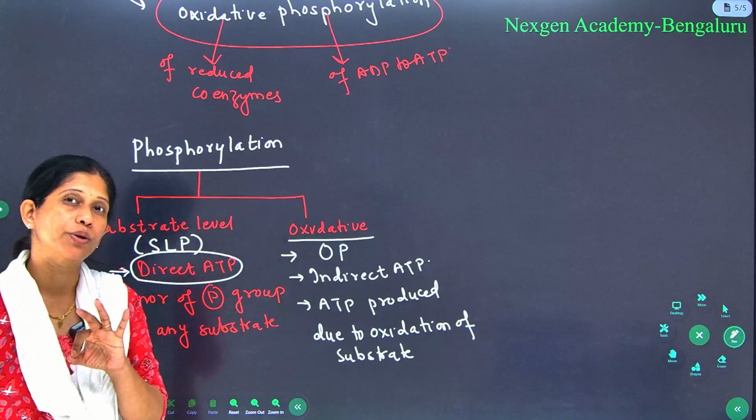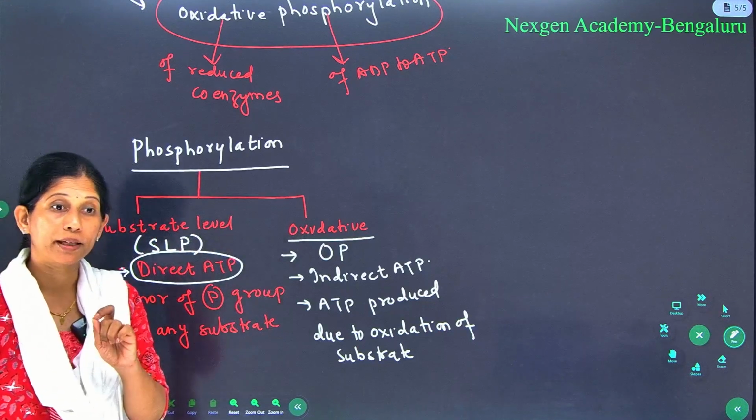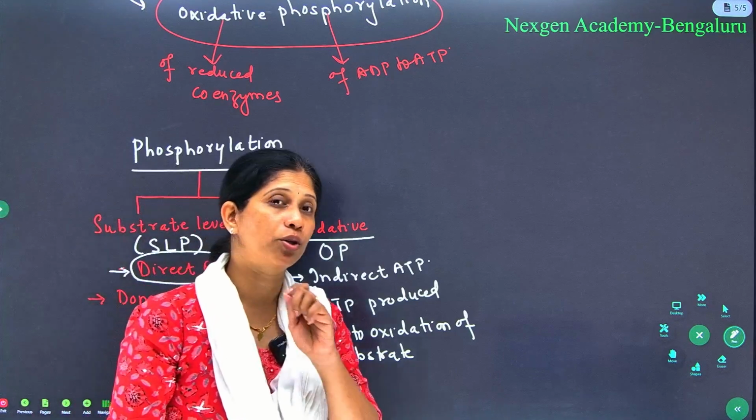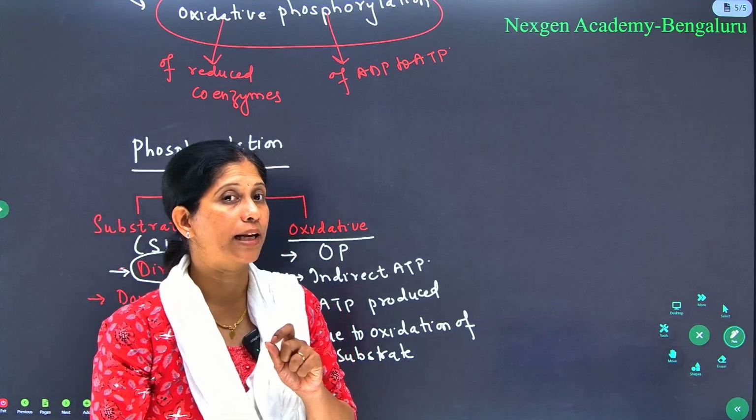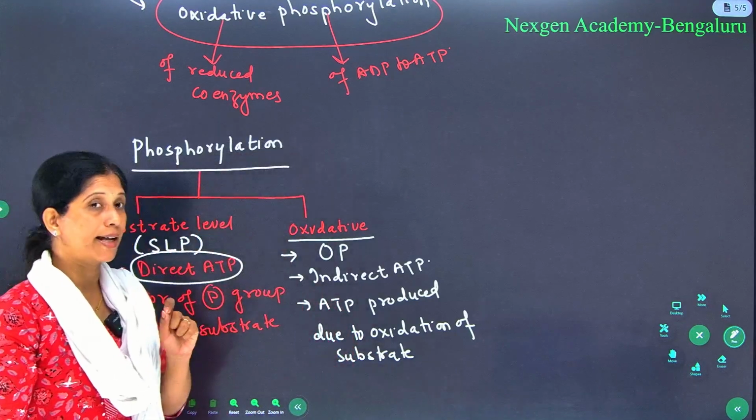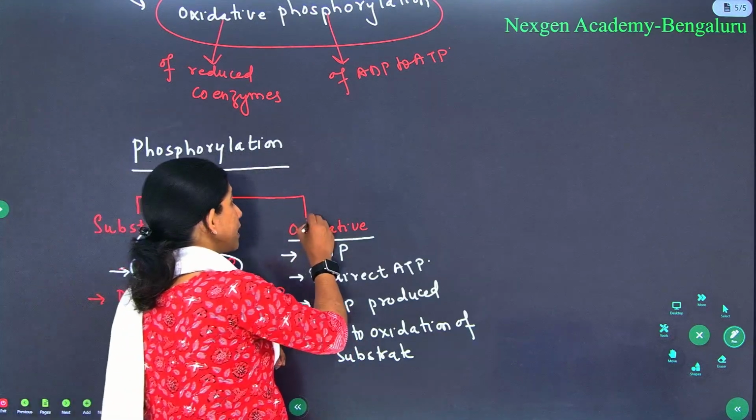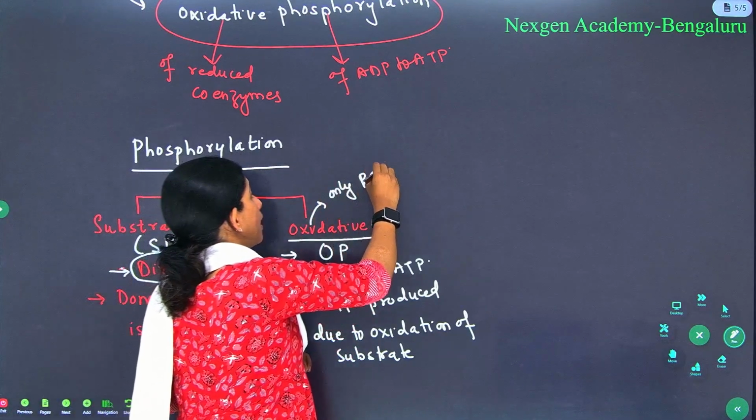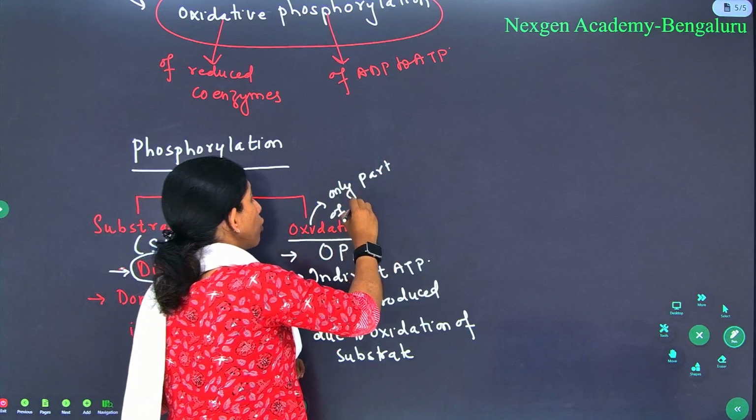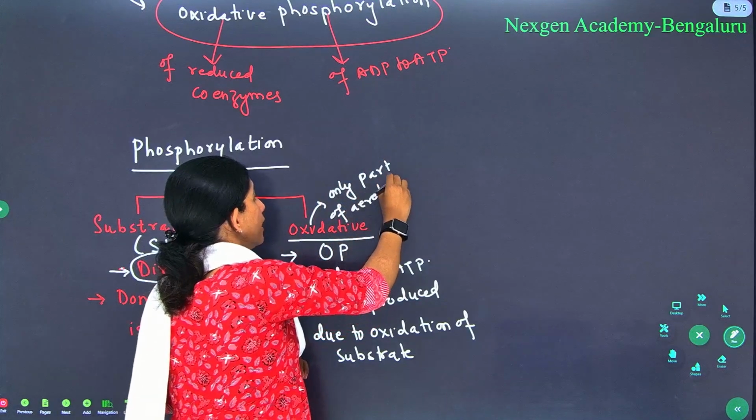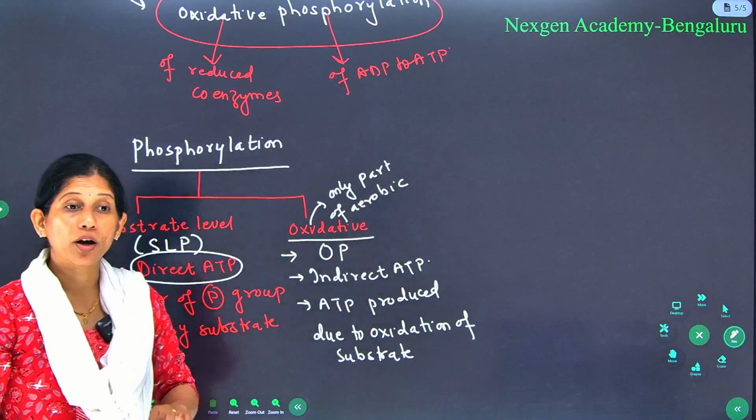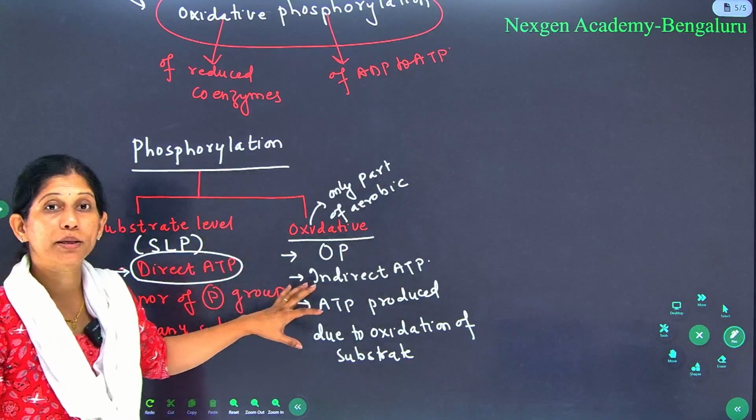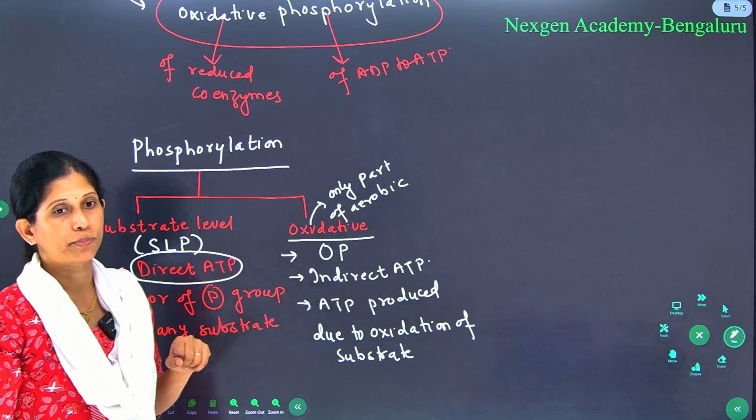One thing we should always remember, or keep in mind, is that substrate level phosphorylation can occur in both aerobic respiration as well as anaerobic respiration, right? Whereas oxidative phosphorylation is only part of aerobic respiration. It will not happen during anaerobic respiration. So this can only be seen during aerobic respiration, right?